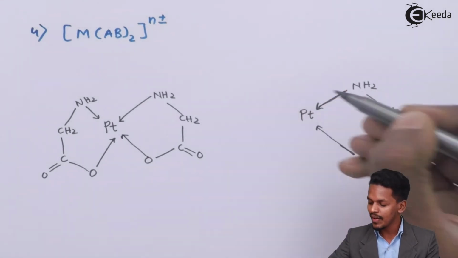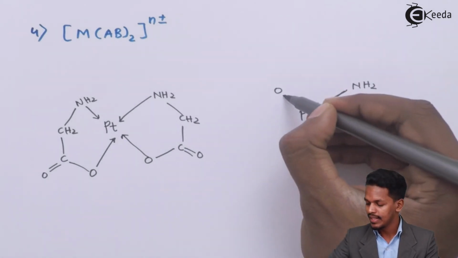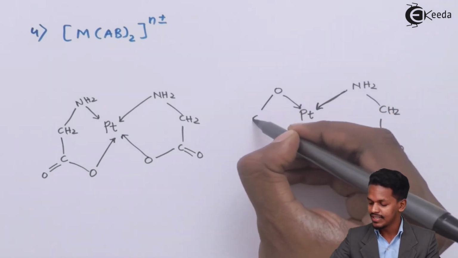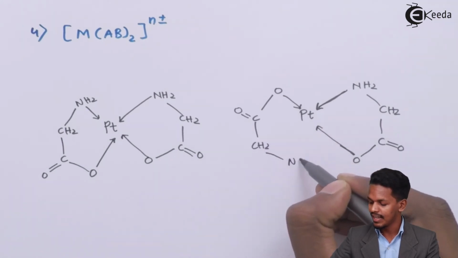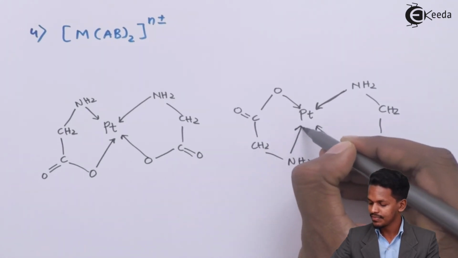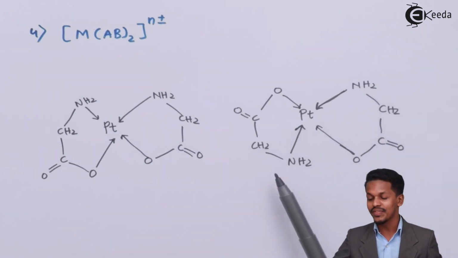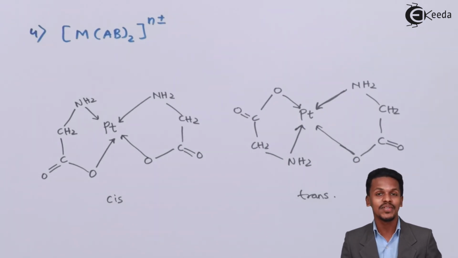And now in this case, suppose I am mentioning the ligand in such a way that here there is an attachment of oxygen, here there is C double bond O, here there is CH2, and here there is NH2. So in this case you can see that this NH2 is opposite to this NH2 in terms of spatial arrangement, and that's it. So therefore these are the two isomers of each other.